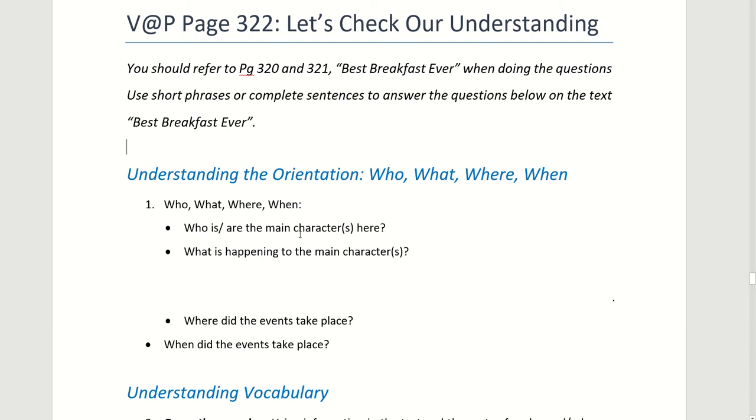So, who are the main characters here? What is happening to the main characters? Where did the events take place? When did the events take place? Pause the video. Write your answer down in the book. You can write in pencil first, okay? If you want, later you can use a different color to write down the suggested answers.